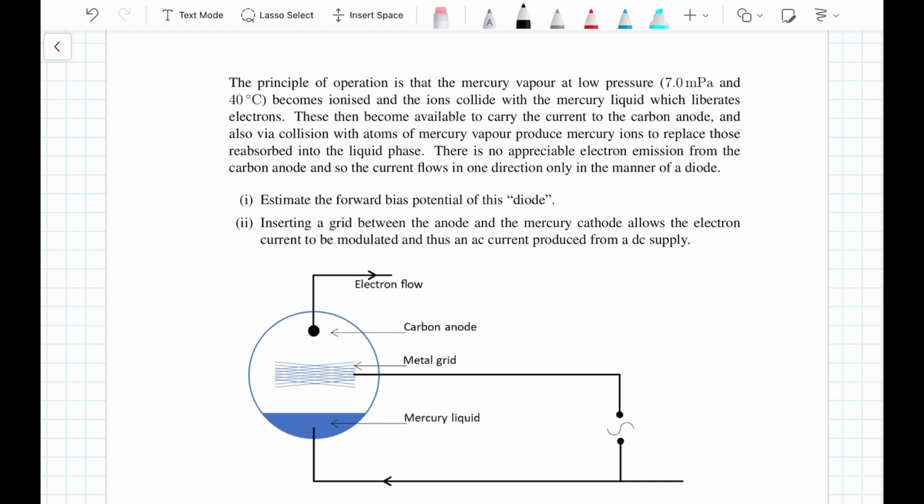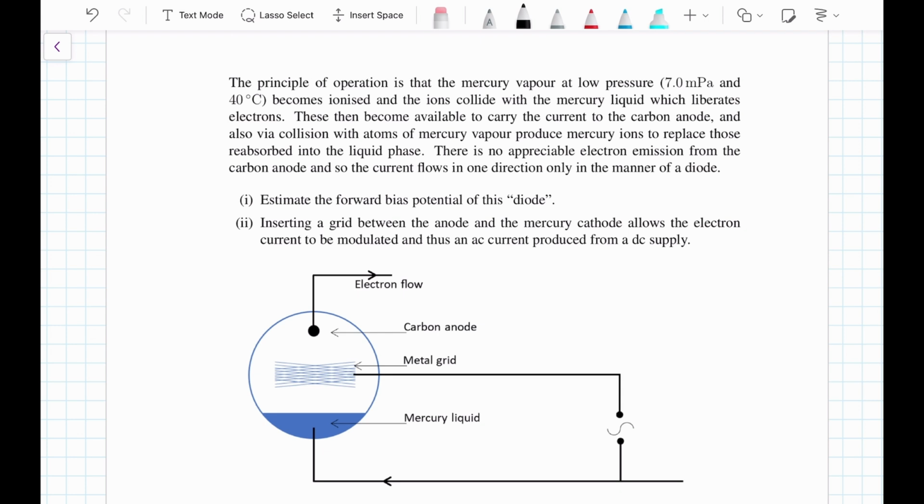to the carbon anode, and also via collision with atoms of mercury vapor produce mercury ions to replace those reabsorbed into the liquid phase. There is no appreciable electron emission from the carbon anode, and so the current flows in one direction only in the manner of a diode. Okay, so there is a lot of information, so let's see the first question.